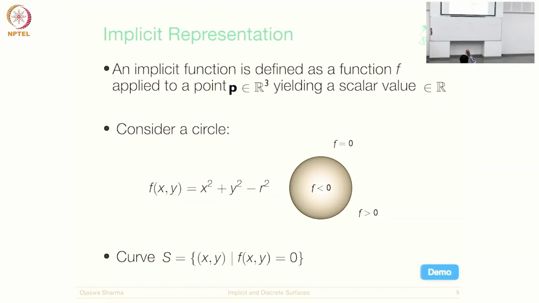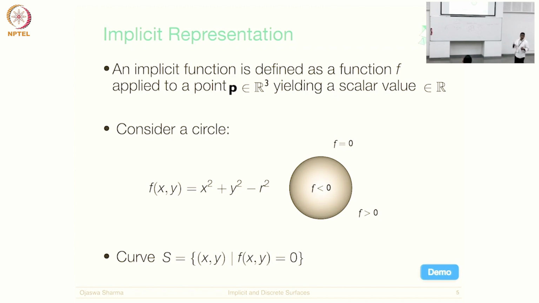So implicit representation. What is an implicit representation? Now, an implicit function, right? An implicit function is defined as a function f that when applied to a point P gives you a certain value, okay? So it gives you a scalar value. So that's an implicit representation, implicit function.